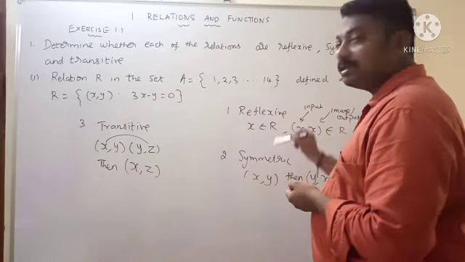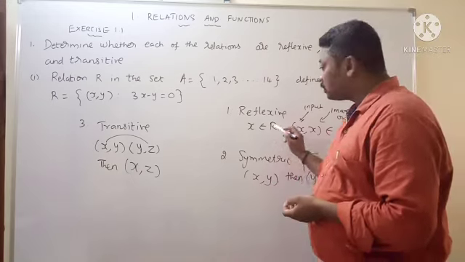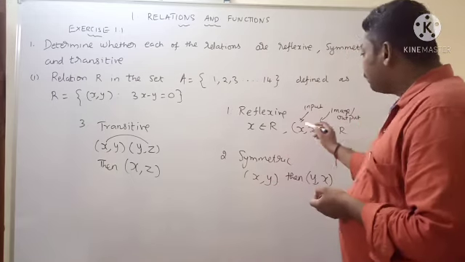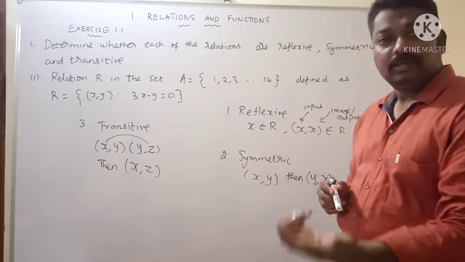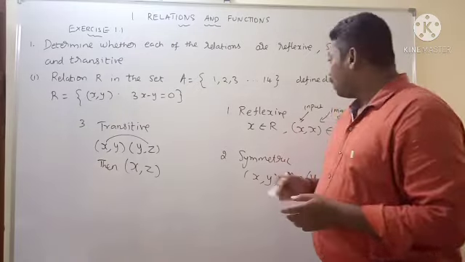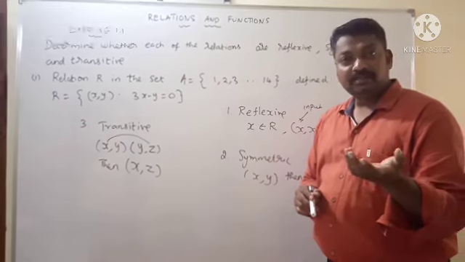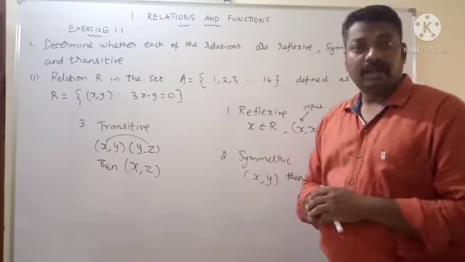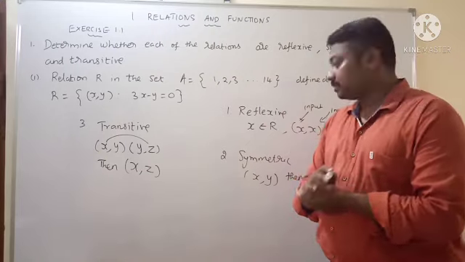One is reflexive. For example, if x belongs to R, then for each and every input we should get the same output. So if we give 2 as the input, we should get 2 as the output. Output is also called the image. If we give minus 3 as the input, we should get minus 3 as the output. If this condition is satisfied, then the relation is reflexive.